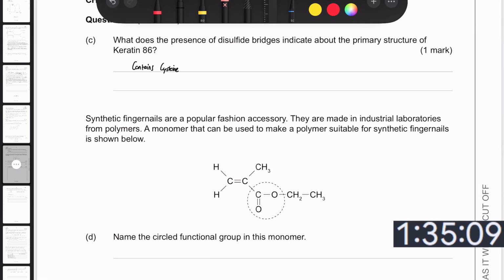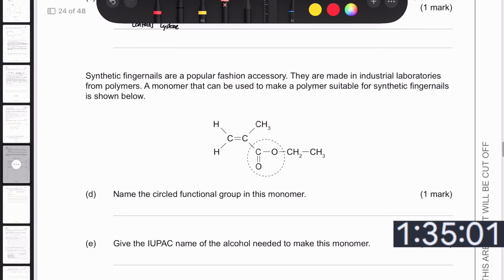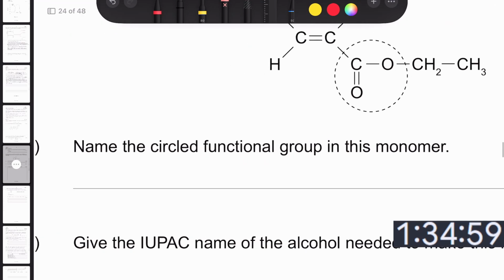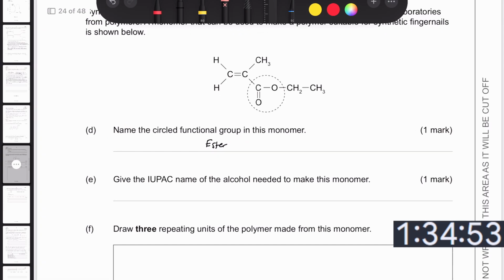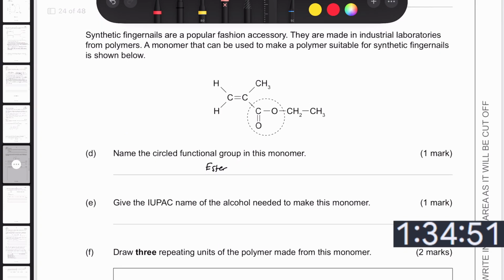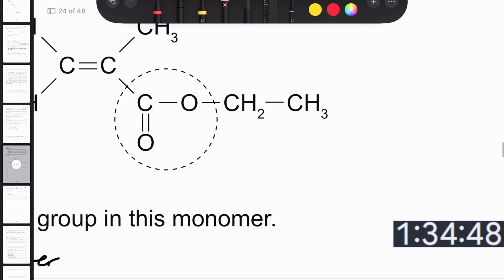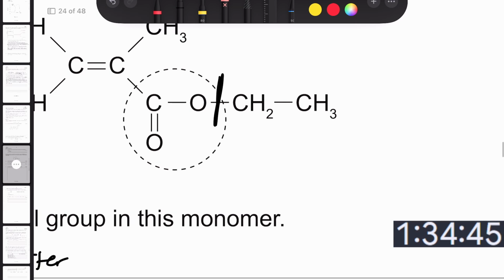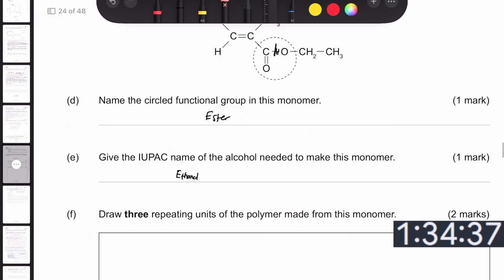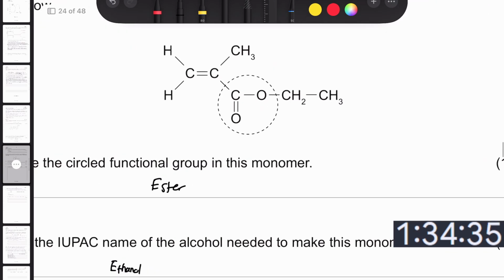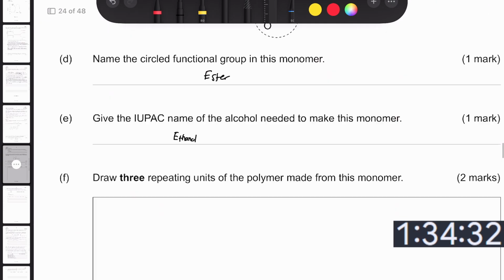Synthetic fingernails are a popular fashion accessory. They are made in industrial laboratories from polymers, and a monomer that can be used to make a polymer suitable for synthetic nails is shown. So the circled functional group in this monomer is an ester. Give the IUPAC name for the alcohol needed to make this monomer. So the alcohol is just going to be this. Sorry, it's here for H at the end, so that's going to be ethanol. Ethanol. And then, yeah, because that's the carboxylate.